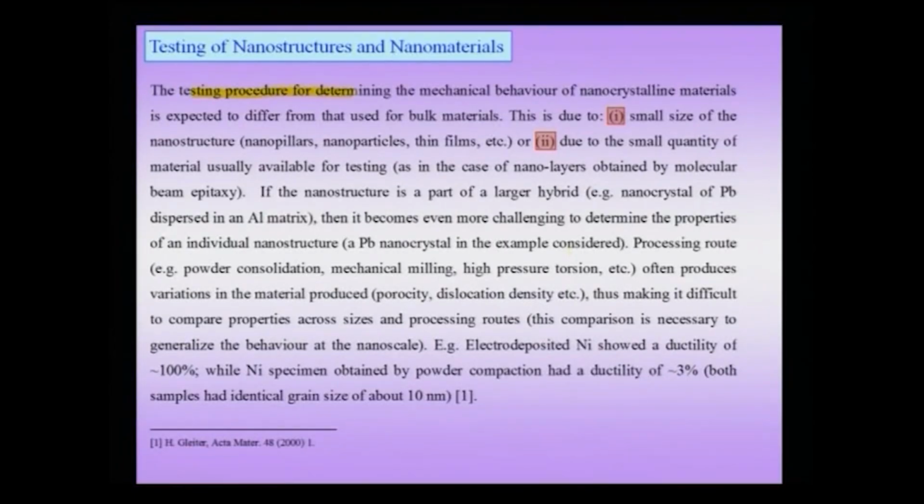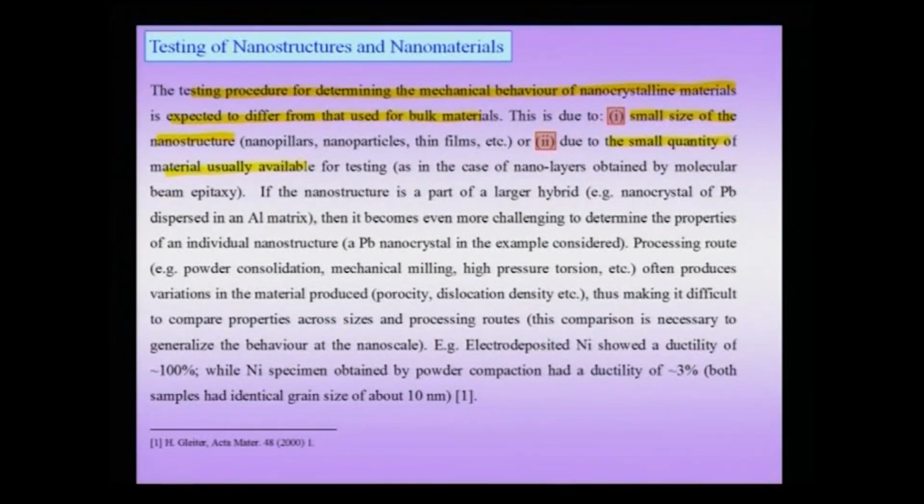The testing procedure for determining the mechanical behavior of nanocrystalline materials is expected to differ from that used for bulk materials. This is needless to say, and it is due to the small size of the nanostructure. There are some structures that do not have any bulk counterpart at all, for instance a carbon nanotube. Or suppose I want to test a nanopillar, then I may not be able to grow that nanopillar into large sizes with the properties I am looking for, and therefore they exist only at the nanoscale.